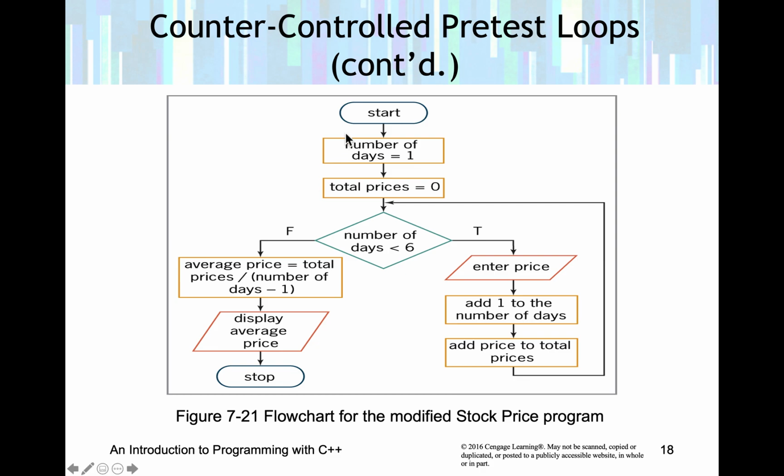So it looks like this was a stock price. They were accumulating the stock price for 5 days, and they gave you the average of the stock price in those 5 days.